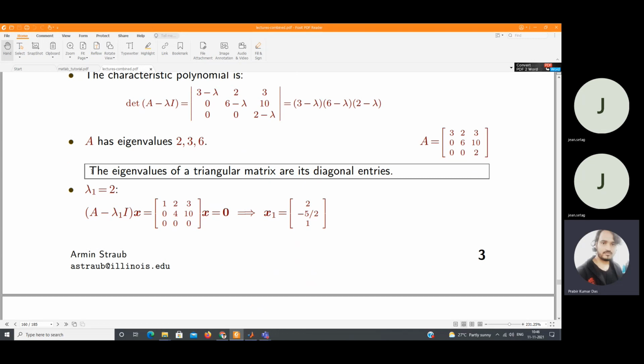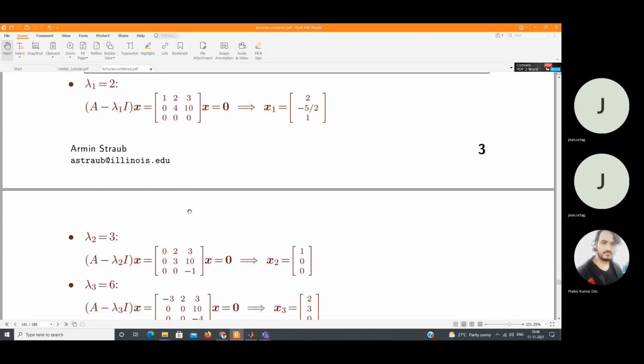So this line is very important. You can write it down: the eigenvalues of a triangular matrix, and you can also write for a diagonal matrix, are its diagonal entries.